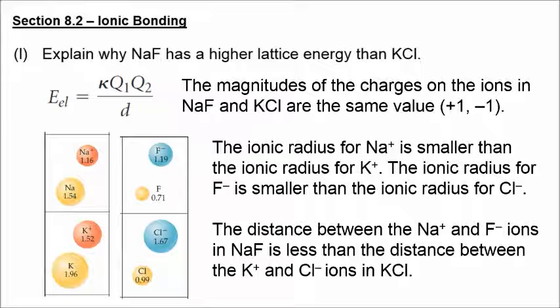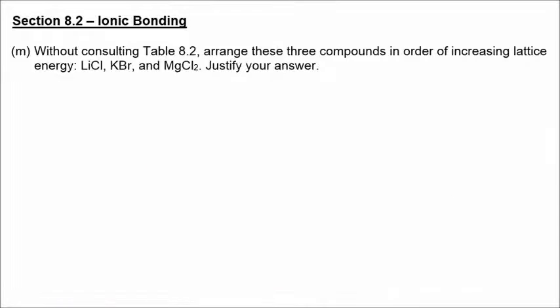The ionic radius for sodium is smaller than that of potassium. The ionic radius for fluoride is smaller than that of chloride. So therefore, the distance between the ions in sodium fluoride is less than the distance between the ions in potassium chloride. And again, smaller distance between the ions leads to a greater attractive force between those ions.